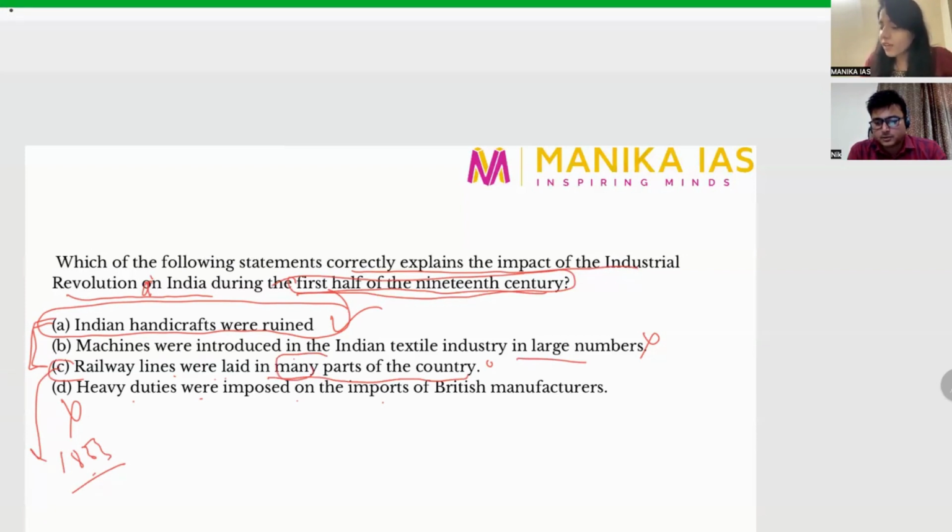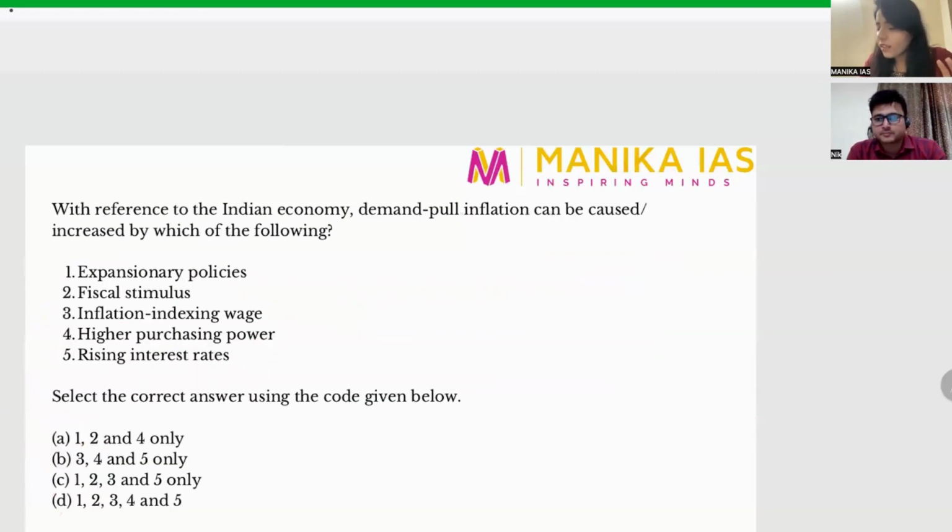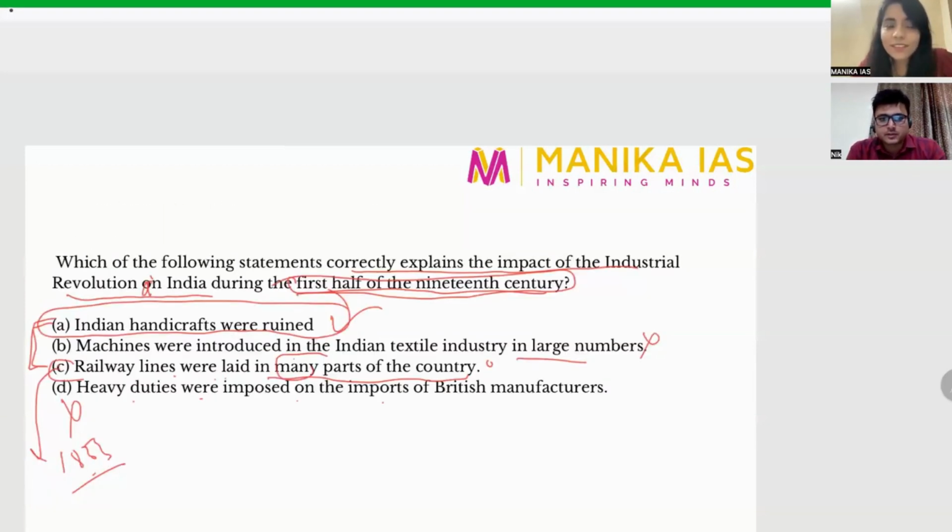Let's look at the second question. Can I add a few points, ma'am? Yeah, please. See, option B mentions that machines were introduced in the Indian textile industry in large numbers. Say even if a couple of industries had machines, in large numbers it was not done, right? Absolutely. Just by the use of keywords, you can get that machines were not used in large numbers.